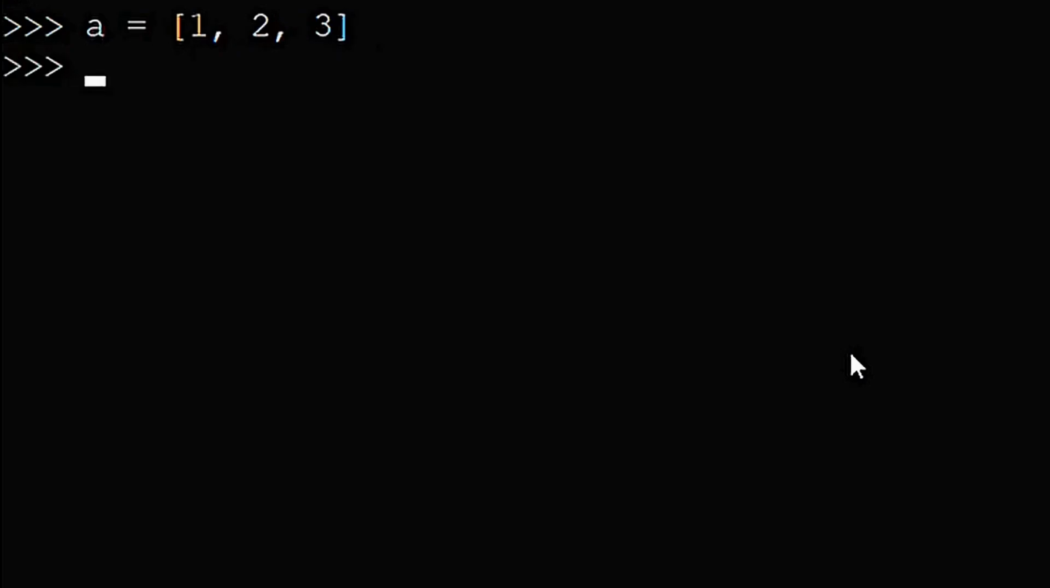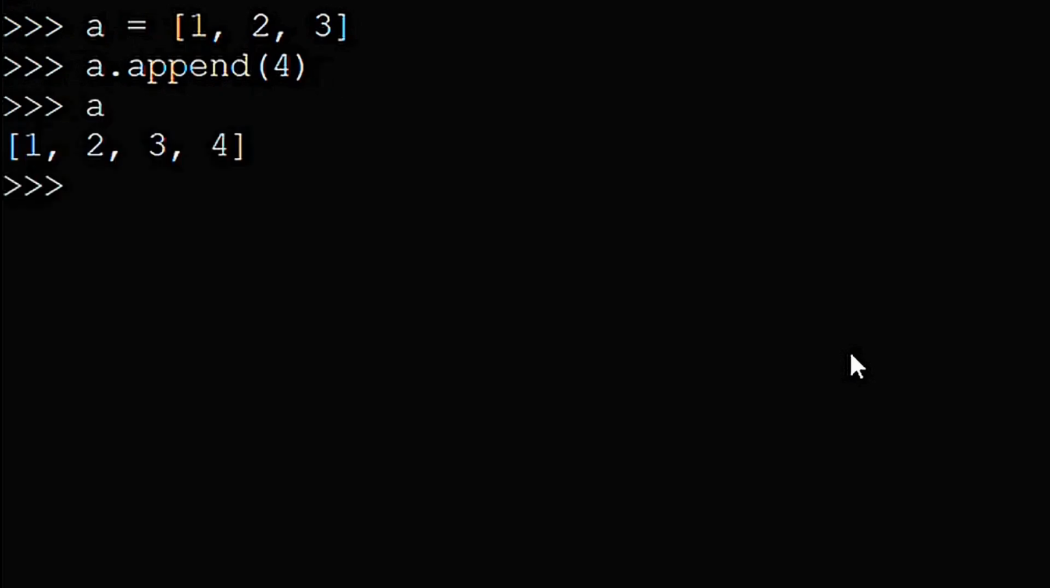If we call append on A and add on the element 4, you'll get no output. If you look at A, you will see that 4 was added to the end of the list.